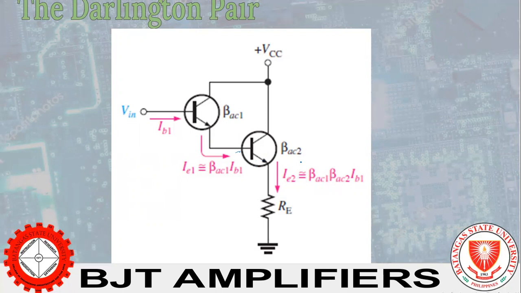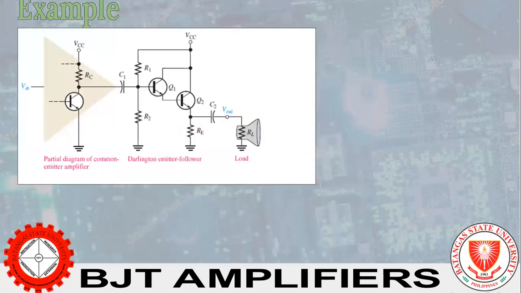So, 'yan lang 'yung mahalaga nating kailangan malaman sa Darlington pair. Okay, so 'yung Rin natin, magiging Rin natin is beta AC1 times beta AC2 times Re. So, ilalagay na lang natin si Re prime. Okay? So, example natin, 'yan. So, mayroon tayong Q1 and Q2.